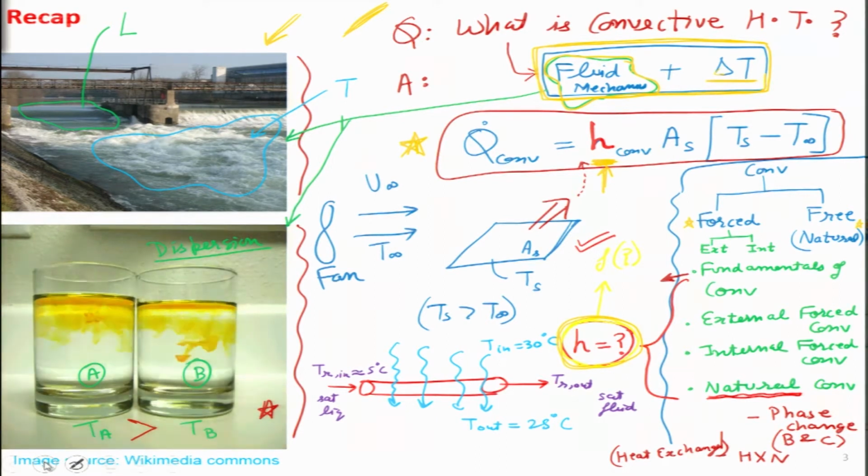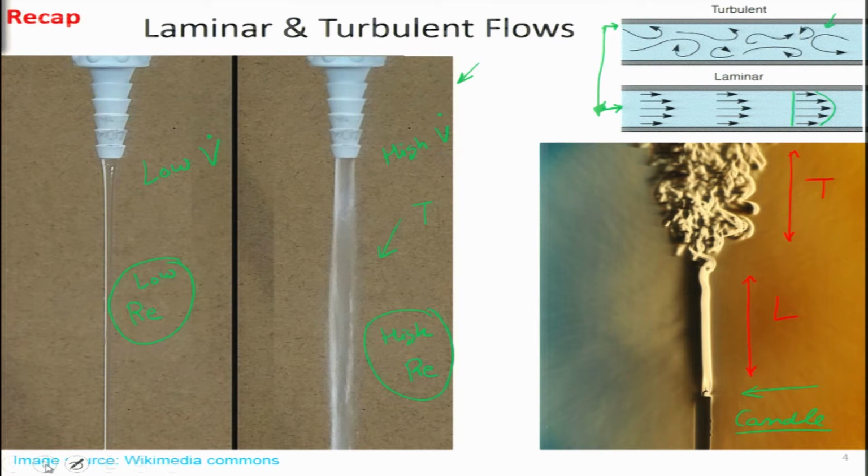So, we started off with this particular slide, then we looked at a lot of images where we are able to see, for instance, over here the difference between laminar and turbulent flows.